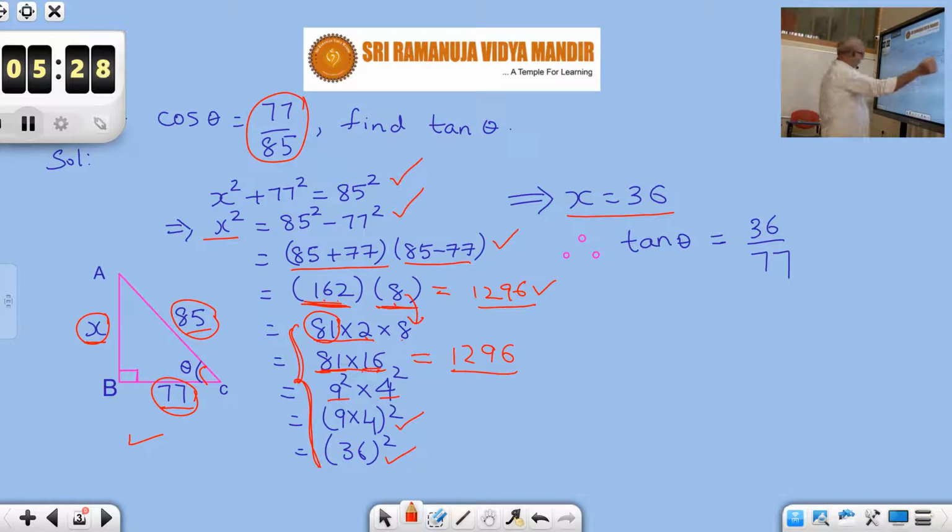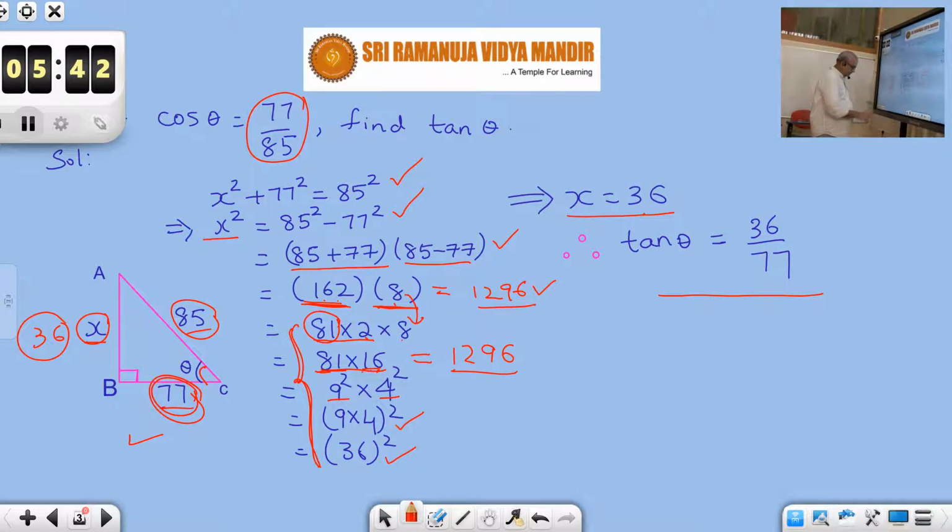So after getting x equal to 36, we will put x equal to 36. Tan theta is opposite side by adjacent side is 36 by 77. We can get the answer easily.